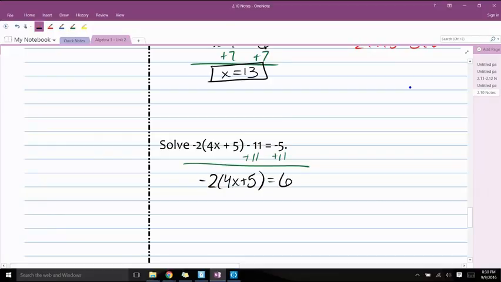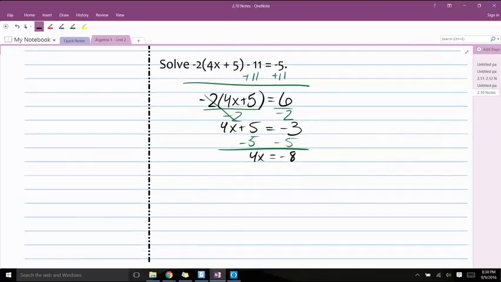Still unraveling what's outside my grouping symbols because we know those would come first when we make the equation. This would be multiplying by negative 2, so I'm going to divide each side by negative 2. So I get 4x plus 5 equals negative 3. I'm going to undo that adding 5 by subtracting 5 from each side and get 4x equals negative 8. And then my last step, I want just the x, so I divide each side by 4 and we get x equals negative 2.